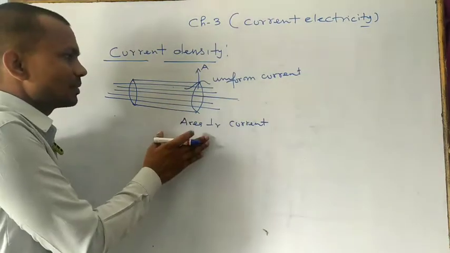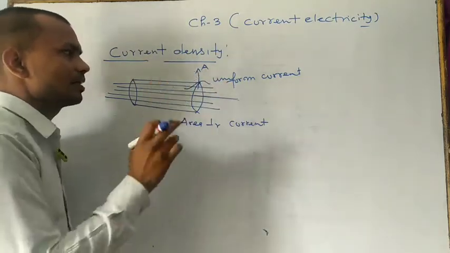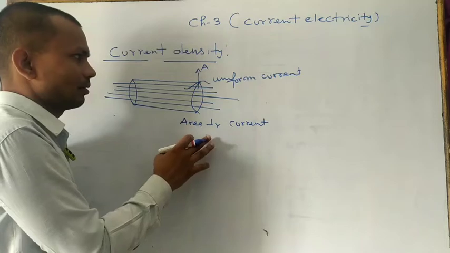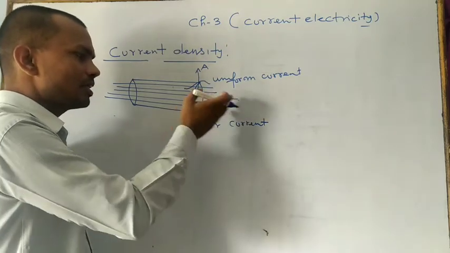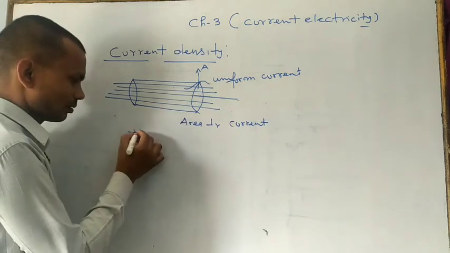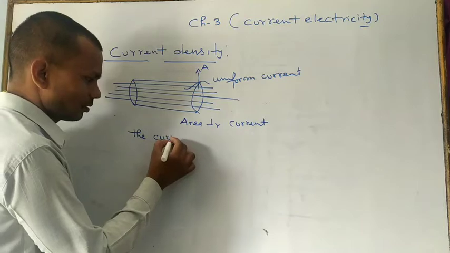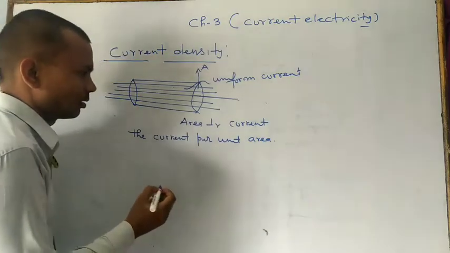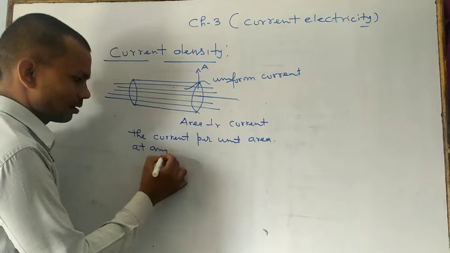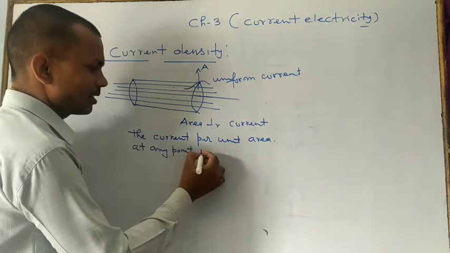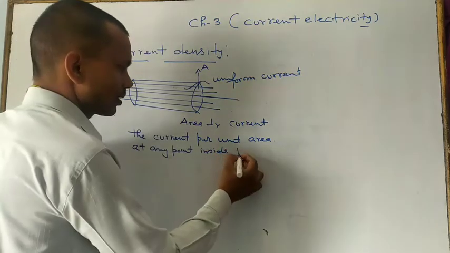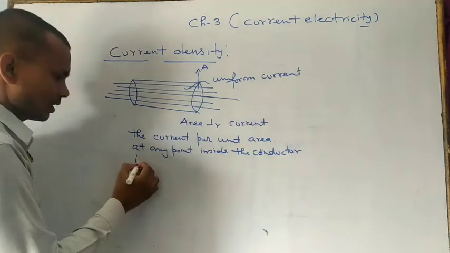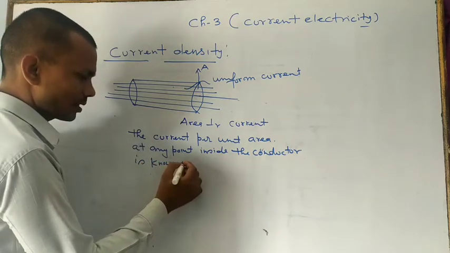Then on the basis of this, suppose this is the conductor and a cross sectional area, and in that uniform current is flowing, means at each and every point the value of current is the same inside that conductor, and the condition is that the area is perpendicular to this flow, then the current per unit area at any point inside the conductor is known as current density.